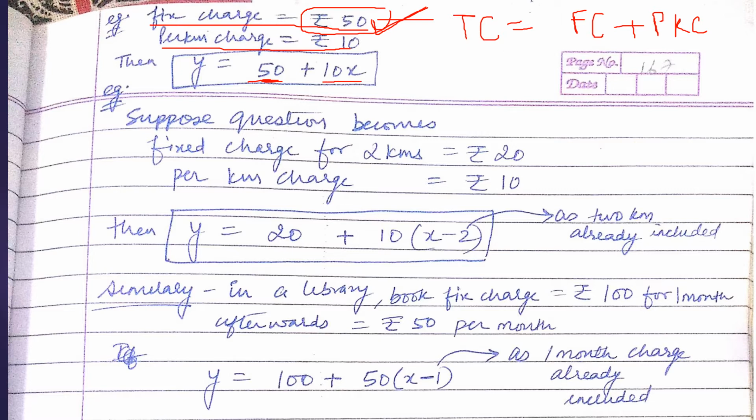This time I have not taken x minus 1. You know why? Because this time we have not already covered that 1 kilometer. So we have to cover the complete distance. So if a person goes, suppose 10 kilometers by this person's car, he will have to pay y is equal to 50, that is the fixed charge of sitting in the car, plus 10 into 10, that is 100, plus 50, 150 rupees. Got it?